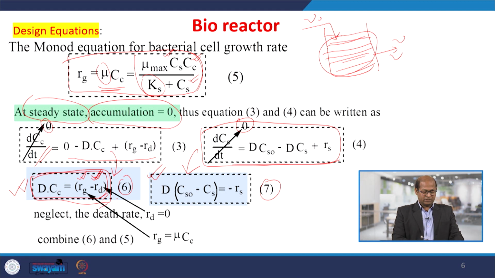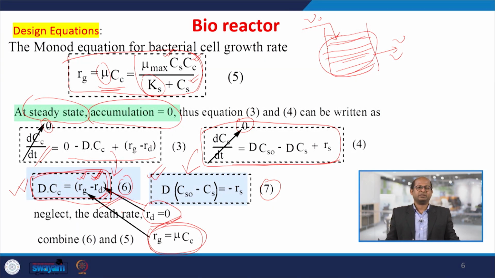So, now in equation 6, R_d, that is the cell death rate, if we assume that when we have started the reaction, the cell death rate is 0. Then this part we can substitute here, and R_g equals mu into C_c, that is the cell growth rate, the definitions that we have discussed in our previous class. These are the two things we can substitute in equation 6.